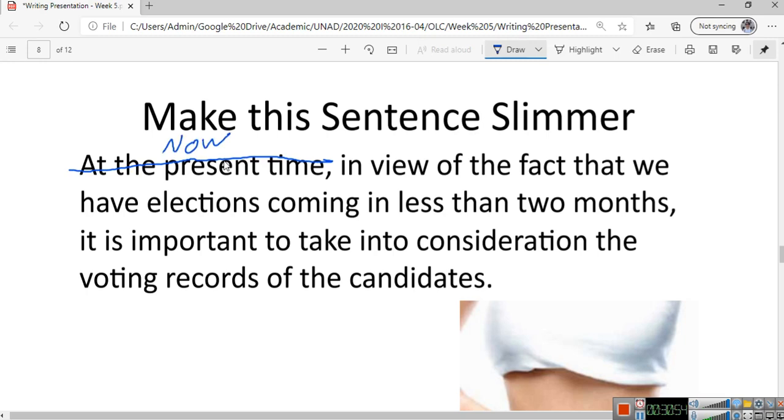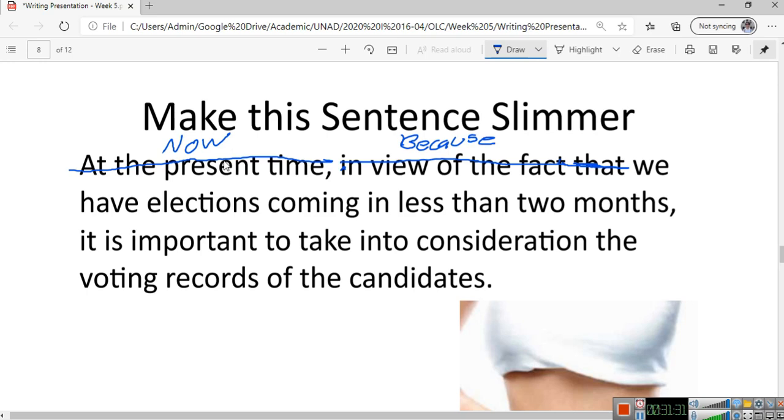Now, in view of the fact that we have elections, how would you change in view of the fact? It would be because. Okay, very good. And we can even replace that, because we have elections coming in less than 2 months.